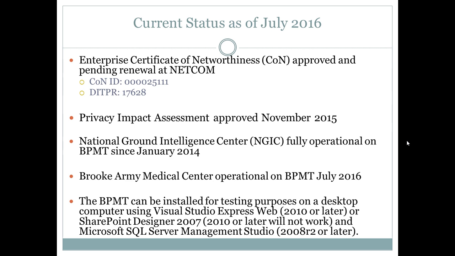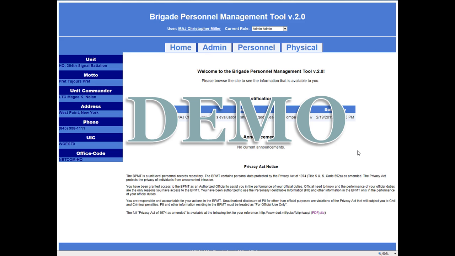If you want to evaluate it, you can download it from softwareforge.mil, stand it up on a single computer to play around with it, and when you're ready to deploy it, you need 2 servers, one for the IIS web server and one for the SQL Server backend. Should be running at least 2008 R2 Enterprise Edition so that you can encrypt the database in order to protect the PII. Alright, let's jump over to the demo.